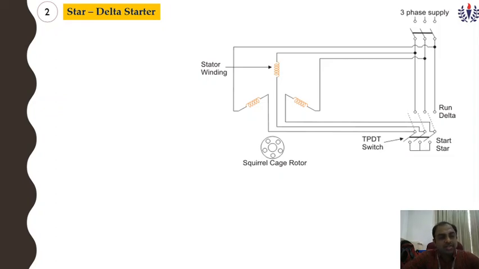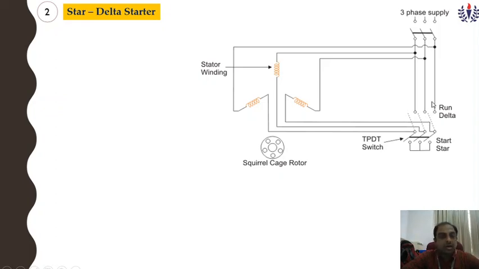This is one of the cheapest starters, commonly used for induction motors. It uses a triple pole double throw switch. The switch connects the stator winding in star during start position, and hence the per phase voltage is reduced by the factor 1 by root 3, because we know the line voltage is equal to root 3 into V phase. So phase voltage is equal to line voltage divided by root 3. Due to the reduced phase voltage, the starting current will be limited.